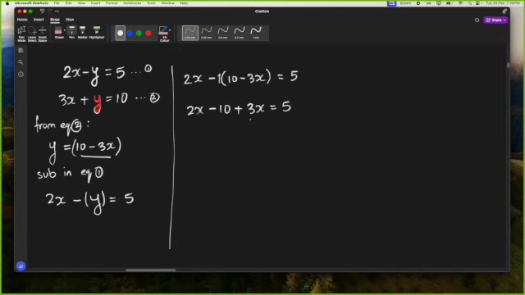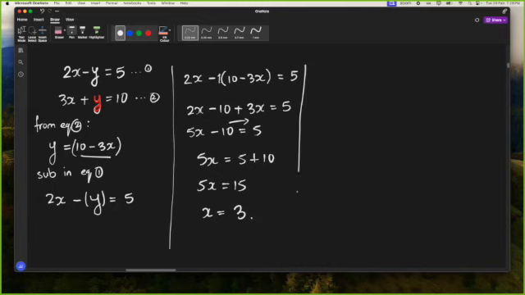It's just a matter of doing the algebra. So 2x plus 3x is 5x, minus 10 is 5. And look, I'll get 5x. You throw across the 10, is equal to 5 plus 10. So 5x is 15. And then you get x is 3. And that was the substitution method right there, right?